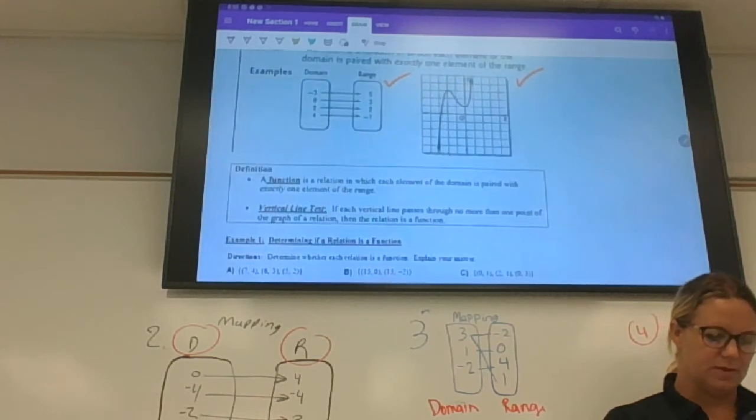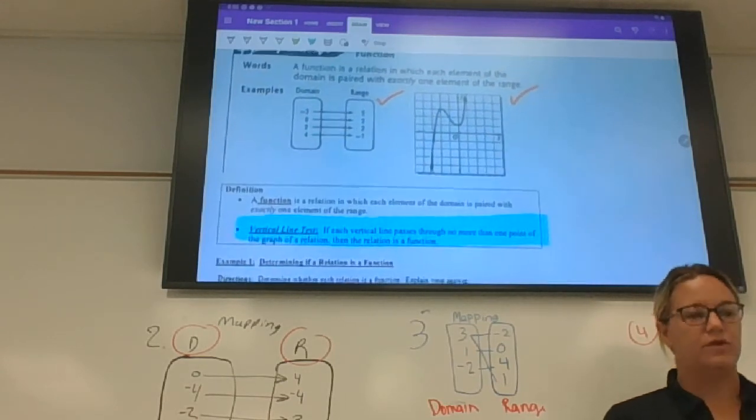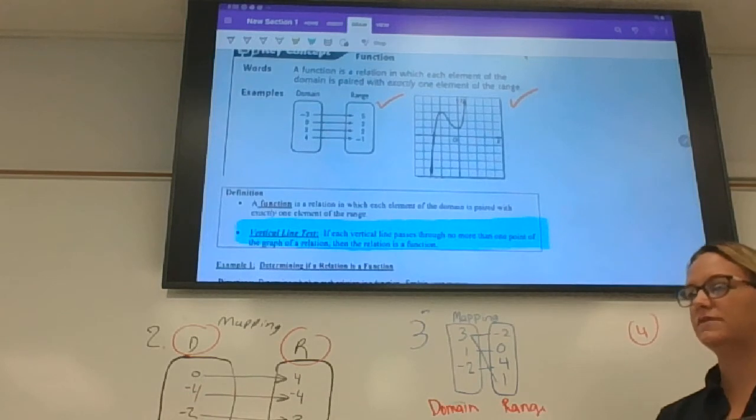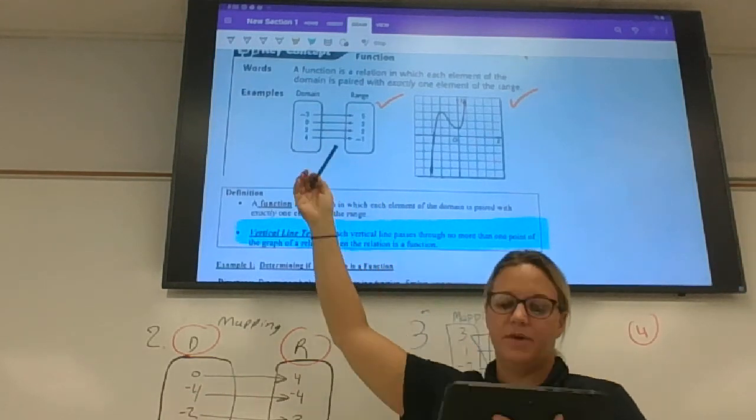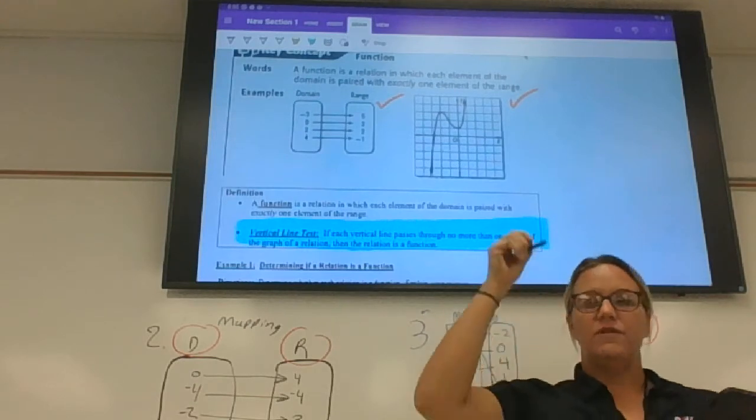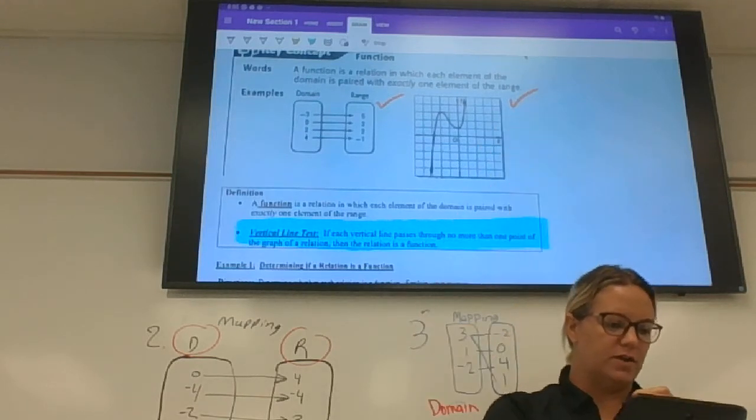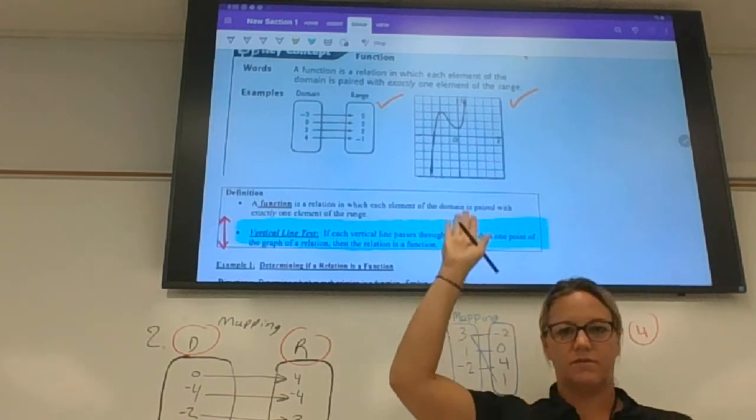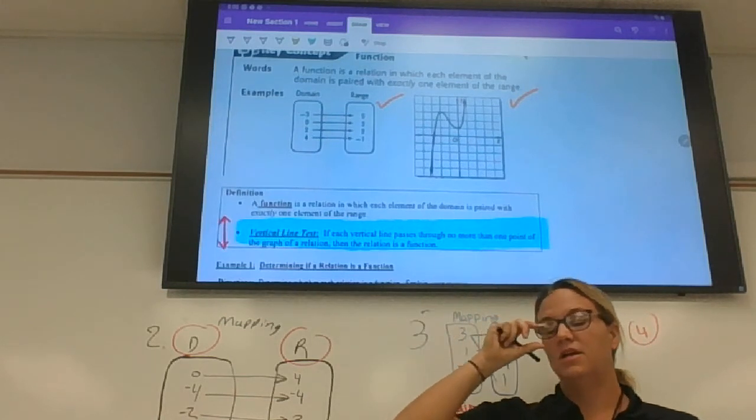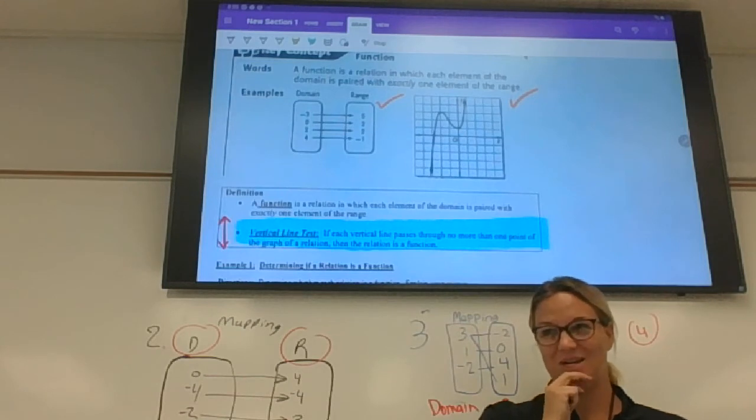One thing I haven't spoken about yet is the vertical line test. If you're looking at a graph and you have to decide if it's a function, it's not as easy as looking at a mapping. A vertical line is an up and down line, like a vertical jump. Basketball players have really great vertical jumps, and keepers in soccer.